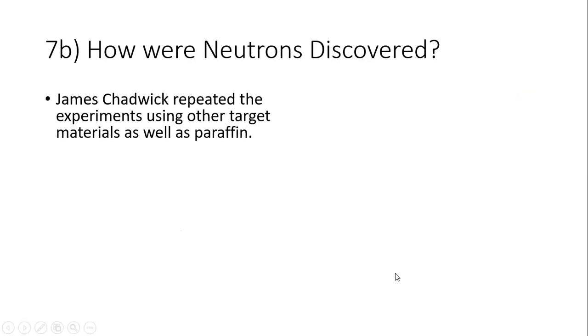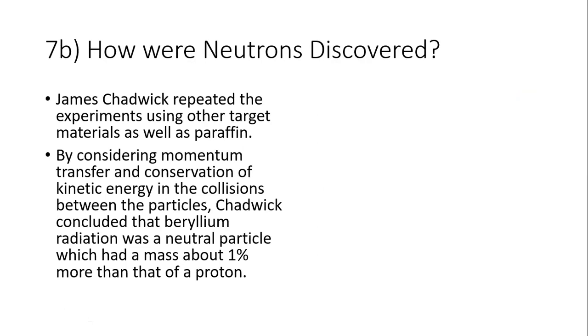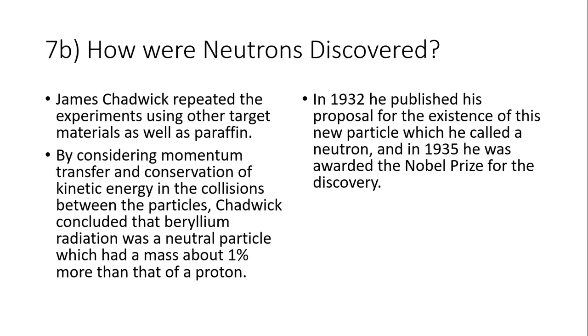Chadwick repeated the experiment using other target materials as well as paraffin, by considering momentum transfer and the conservation of kinetic energy in the collision between particles. Chadwick concluded that the beryllium radiation was a neutral particle that has a mass about 1% more than that of the proton. In 1932, he published his proposal for the existence of this new particle, which he called the neutron, and in 1935, he was awarded the Nobel Prize for the discovery.